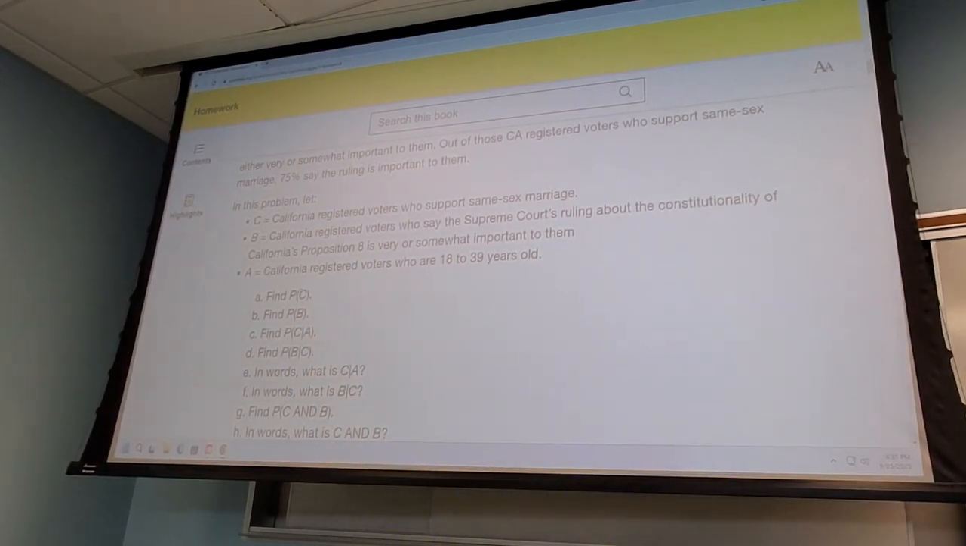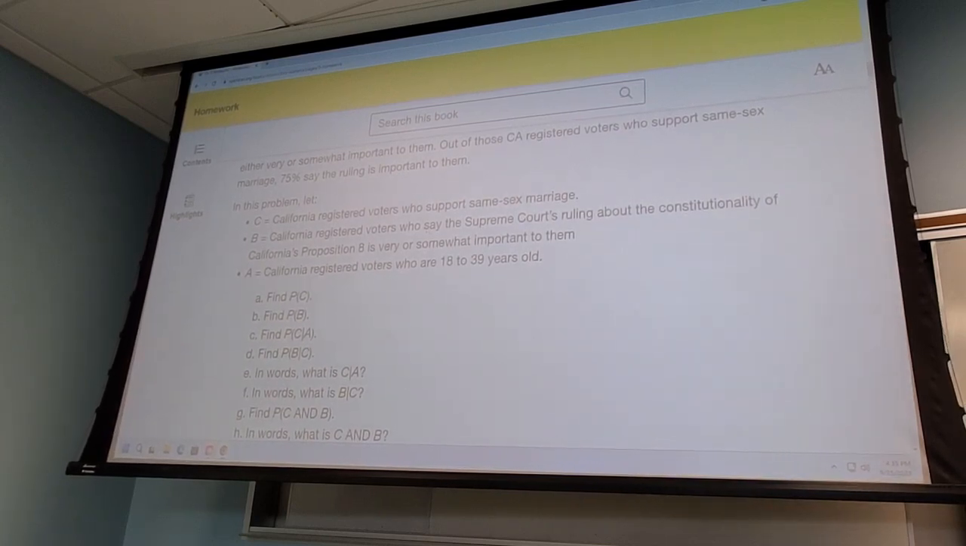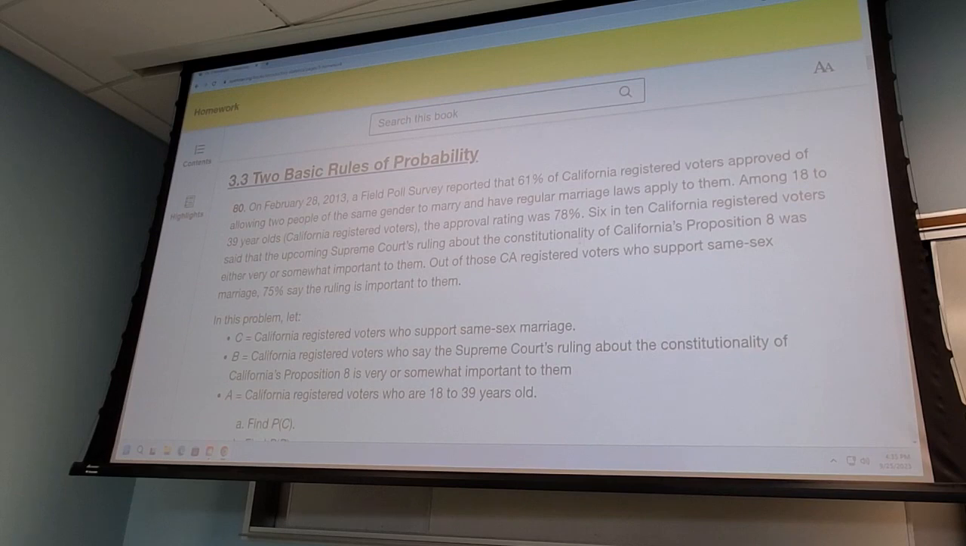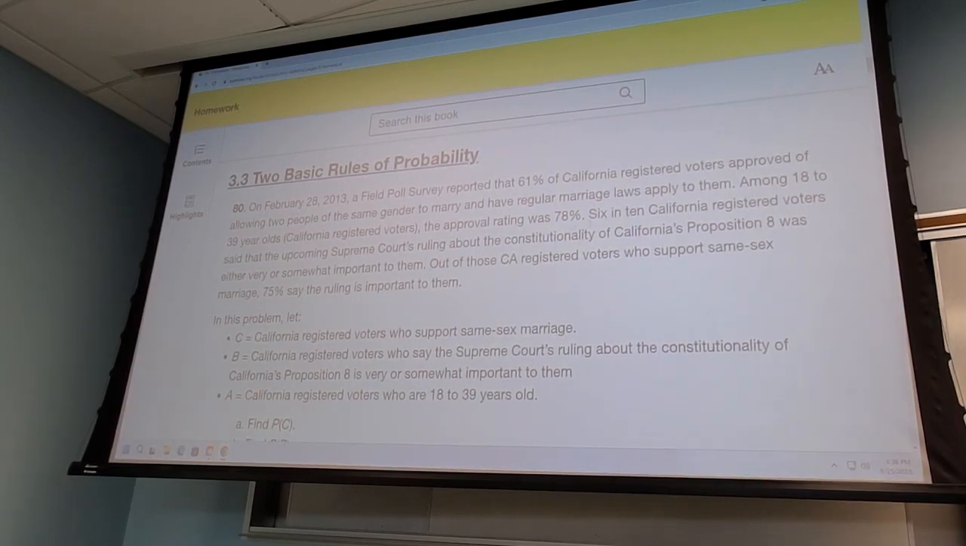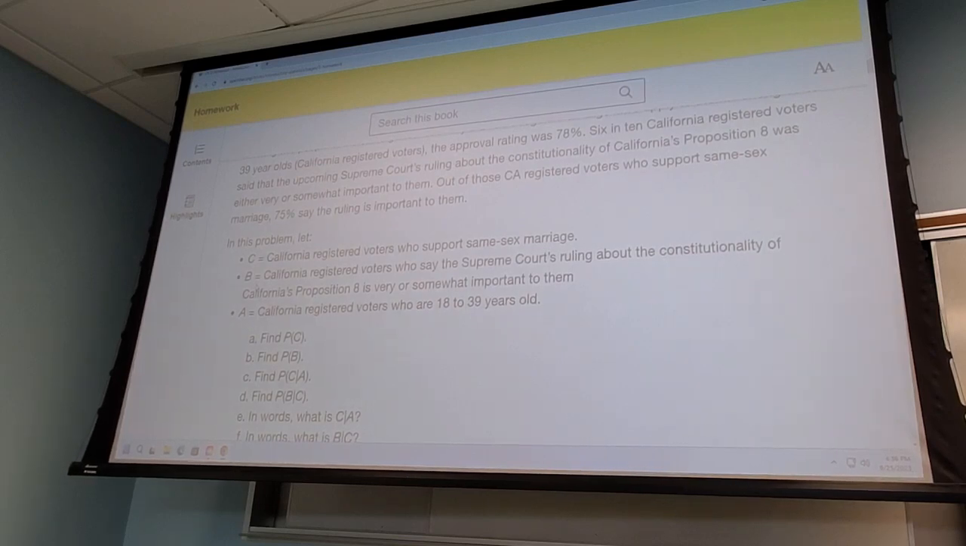I still see some pained looks. B is registered voters who said the Supreme Court's ruling about the constitutionality is very important. So the ruling is important. 0.6. So 6 and 10 said that the ruling was somewhat very important to them. So the probability of B is 0.6. And that's question B. Do you see what I'm saying? So every one of those first 4 questions, no work. You just have to go find it. Then you've got all the raw material you need to answer future probability questions.